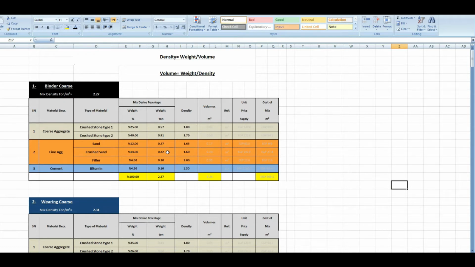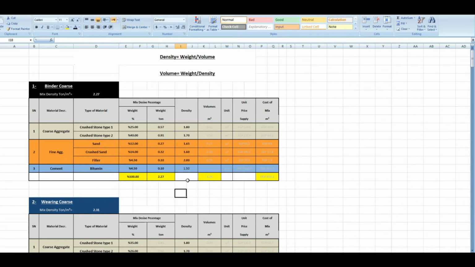Now we have a list of direct weights. Here we have a percentage of weight. Now we have here a direct weight for each raw material inside the mix. And of course, the total weight here should be the same as the weight of the mix or density of the mix. Density is considered to be a weight also, but a weight per cubic meter or per unit volume.